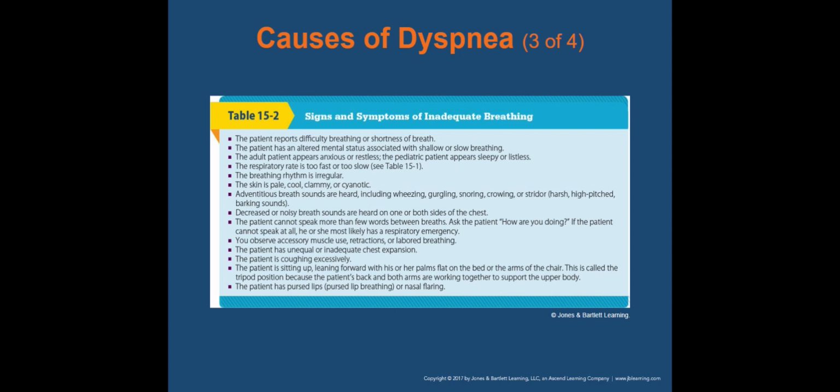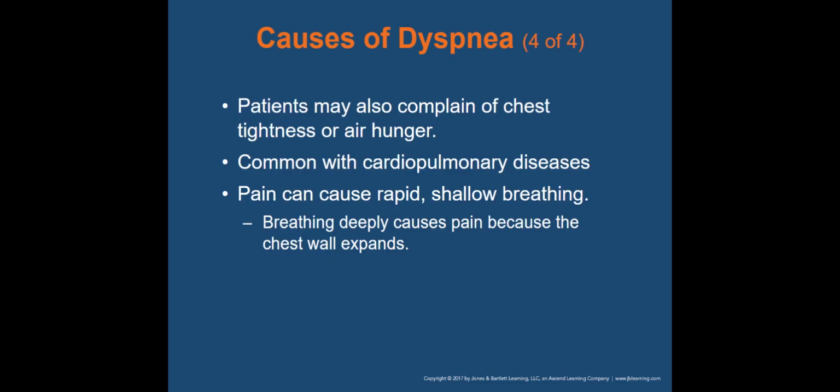The patient can't speak more than a few words between breaths. Ask them how they're doing, and if they can't tell you in more than one or two words, then they're definitely having a respiratory situation that is an emergency. You observe accessory muscle use, like they're using their neck or their chest to try to take in breath. The patient has unequal or inadequate chest expansion. The patient's coughing excessively. If the patient's sitting up, leaning forward, we call this the tripod position, and they are trying to basically open up their back and lung fields to allow more air into that area. Or the patient has pursed lips or nasal flaring when they're trying to breathe. They may also complain of chest tightness or air hunger.